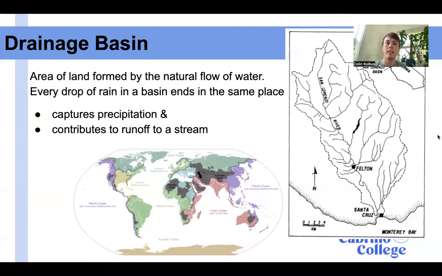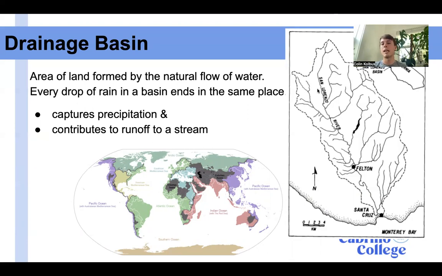And a drainage basin is an area of land formed by the natural flow of water. Every drop of rain that falls within this drainage basin is going to end up in the same place. If it falls outside of this zone, it's going to a different drainage basin, but it is the area defined by the flow of water. It captures all the precipitation in that region, and then it contributes that precipitation into a stream that eventually empties out into some larger body of water.